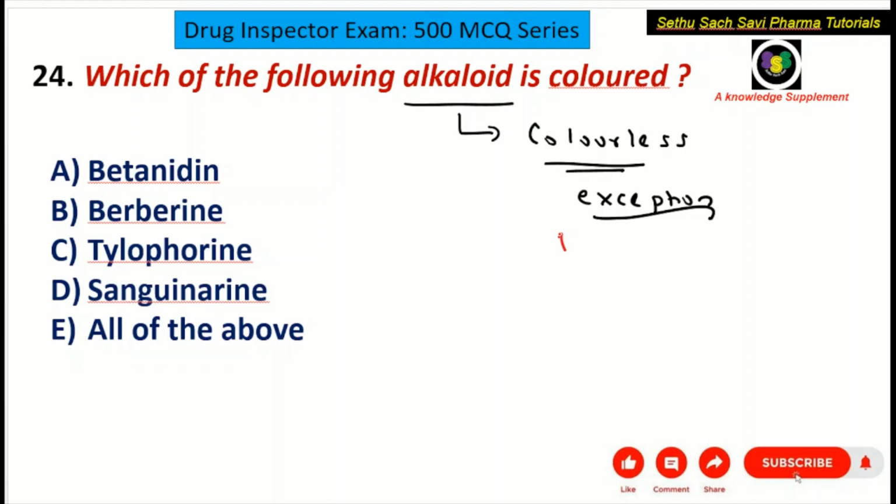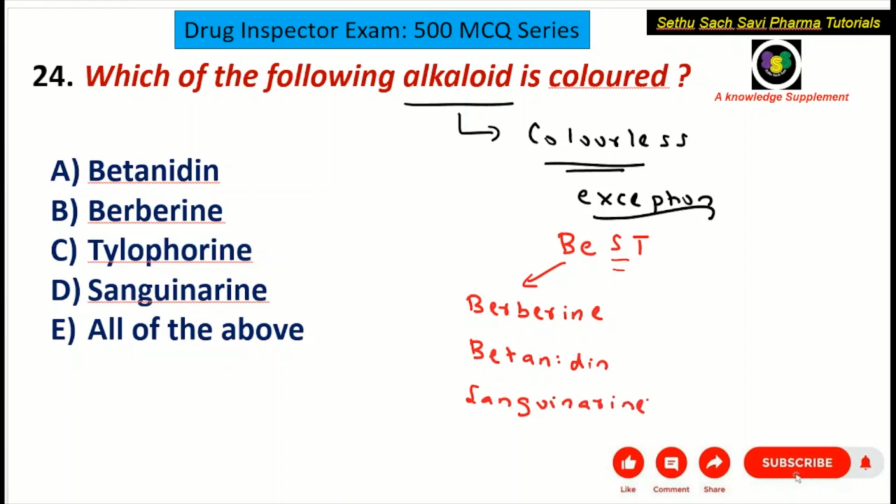The examples you can remember with this mnemonic, BEST. B stands for berberine. The second B is betanidine, that is also a colored alkaloid. S stands for sanguinarine, then T stands for tylophorine. So berberine, betanidine, sanguinarine and tylophorine are colored alkaloids.